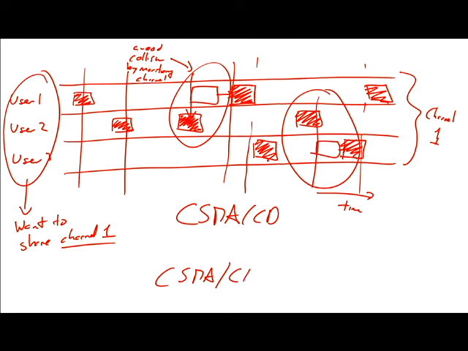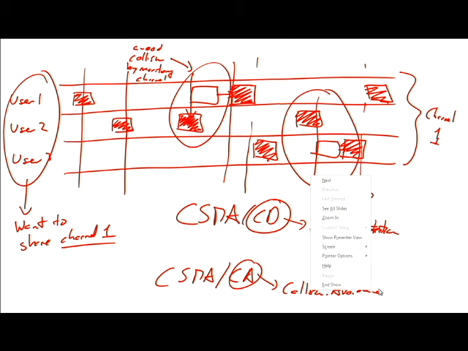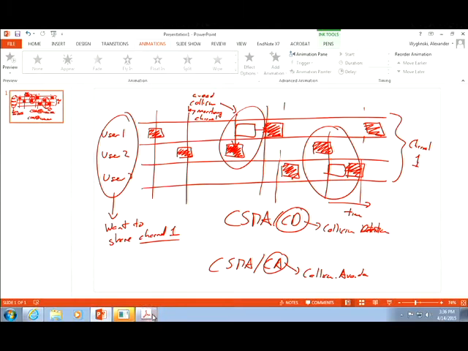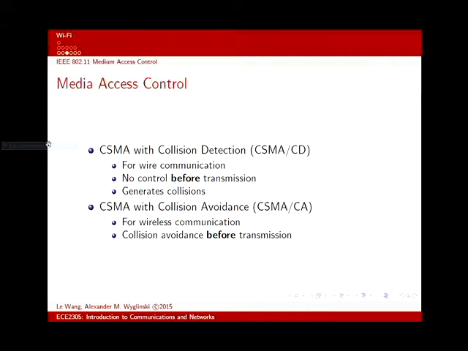So this is collision detection, and this one here is collision avoidance. You might say, what's the difference? They both sound the same. CSMA/CA is a little bit different. It's primarily used for wireless communication. For wired communications, CSMA/CD is great. It just looks to see if anyone's on the line or the fiber. Oh, it's all clear? Okay, I'm going to transmit.